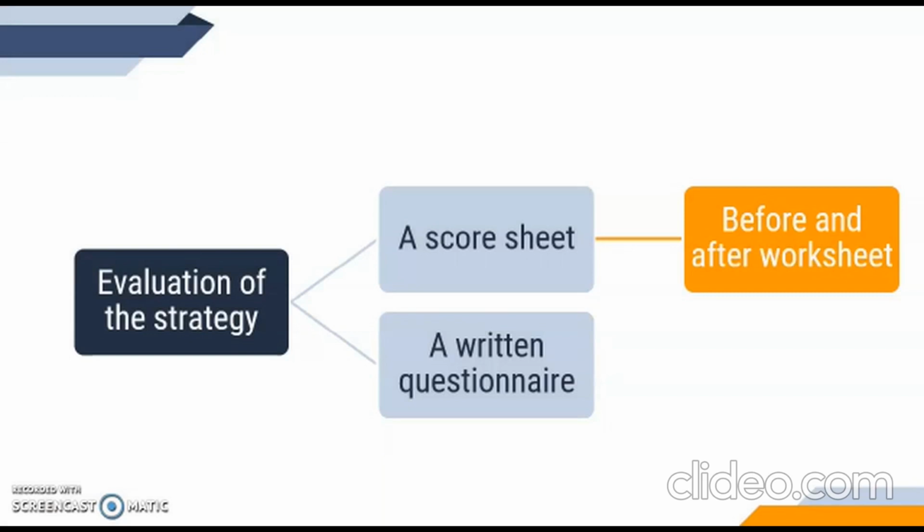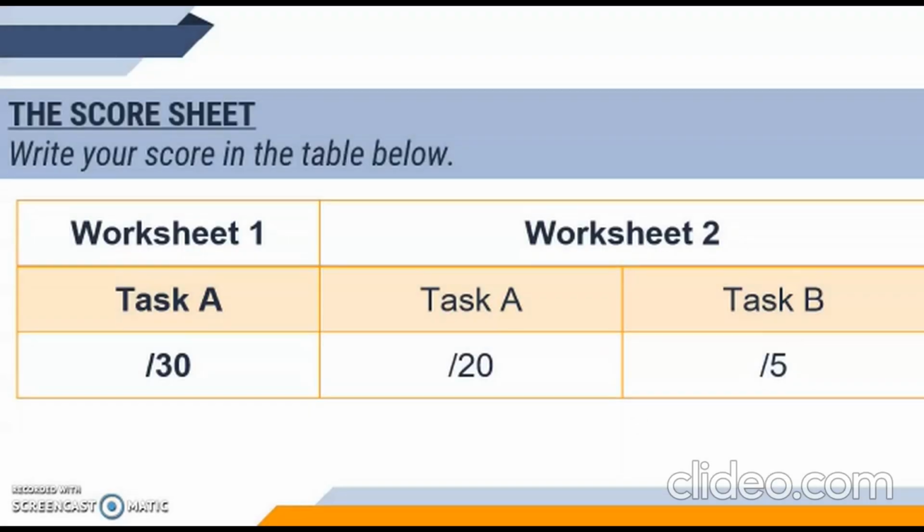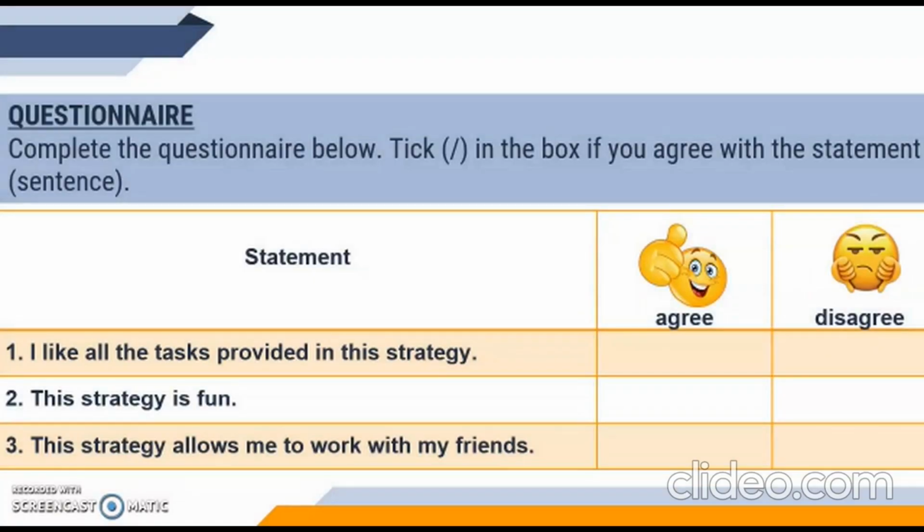Okay, this is how the learners are going to evaluate their own learning by using this strategy. Number one, a score sheet will be given, and they record the score before and after the worksheet, so it's easy for them to evaluate their own achievement or performance. The second one is a written questionnaire. This is the example of the score sheet and the questionnaire.